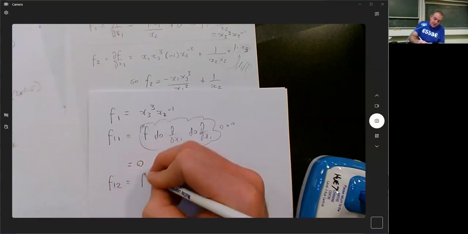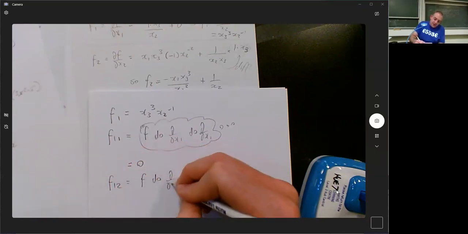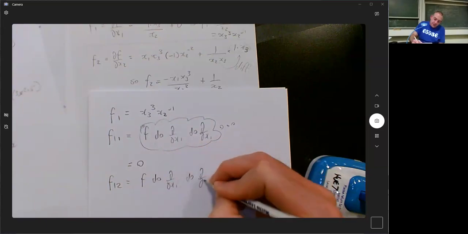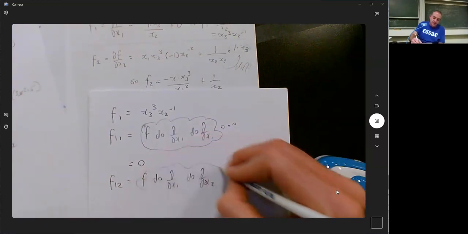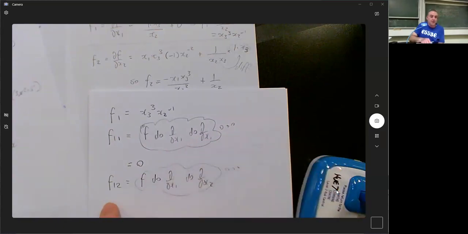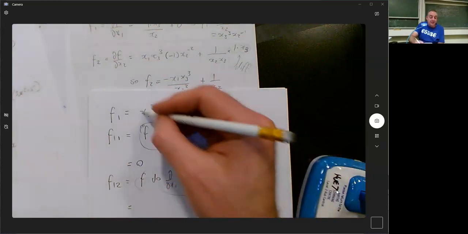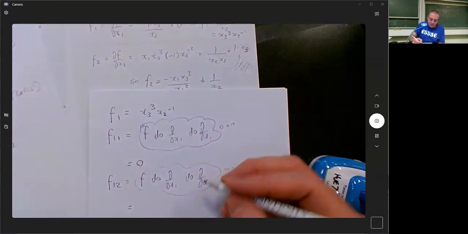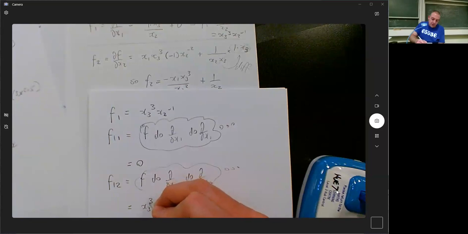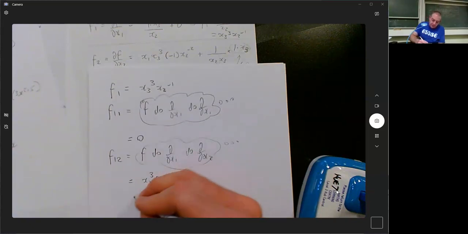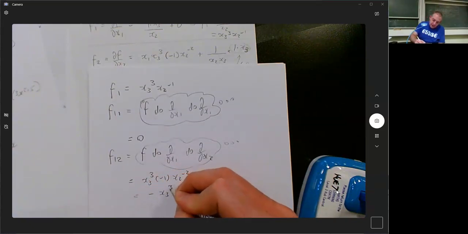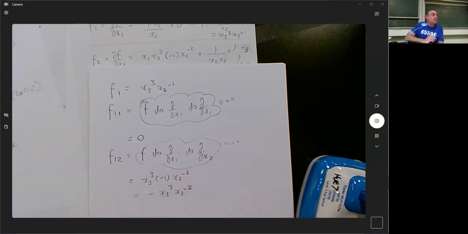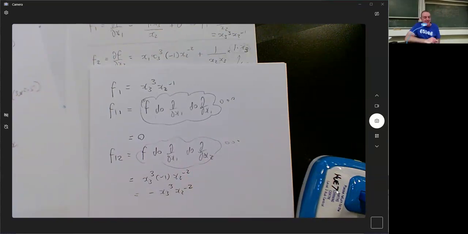And f12 means start with f and do d on dx1 and then do d on dx2. That's what that means, because it's 1 and then 2. I already did the 1 to get to here, so I'll do d on dx2. The x3 cubed is a constant multiplied on, it'll still be there, and I'll get minus... I'm just going to leave it with the power of minus 2. There's no point trying to make it look prettier.